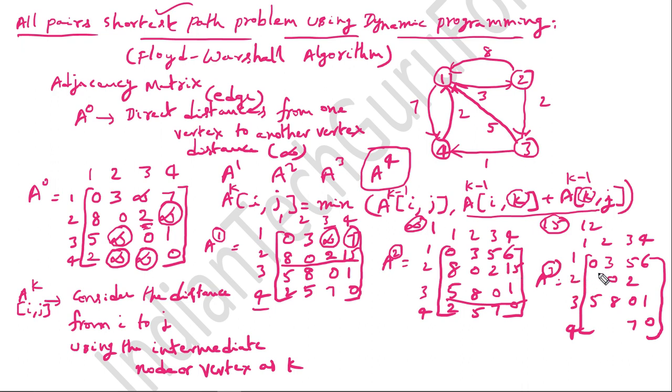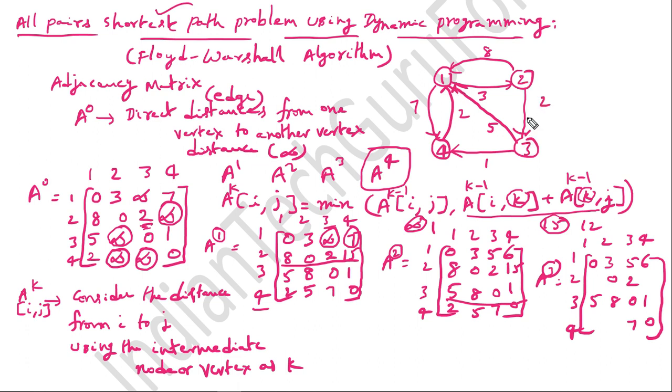2 to 1. 2 to 1 using intermediate node as 3. So 2 to 3, 3 to 1. 2 plus 3. Sorry, 2 plus 5, 7. This value. So we need to calculate from 2 to 1 using intermediate node 3. So 2 to 3, 3 to 1.